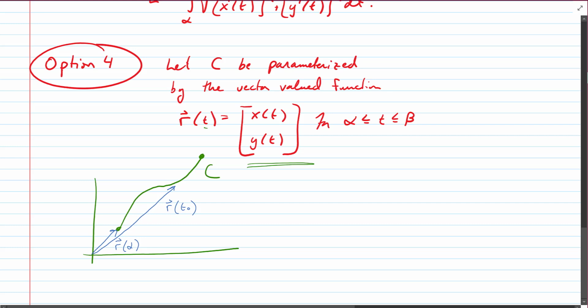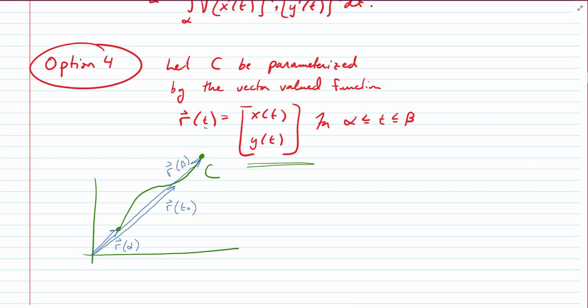And when time equals beta, I'm going to erase this because this diagram's getting a little cluttered, but there would be r of beta. And so we see then under this way of thinking about it, we don't require that the curve be one-to-one in the x or y direction. Everything will work just fine.